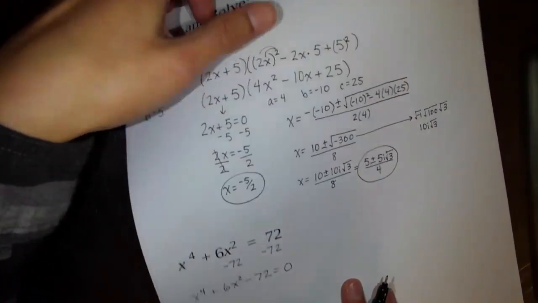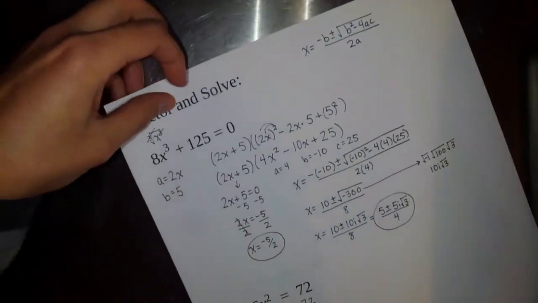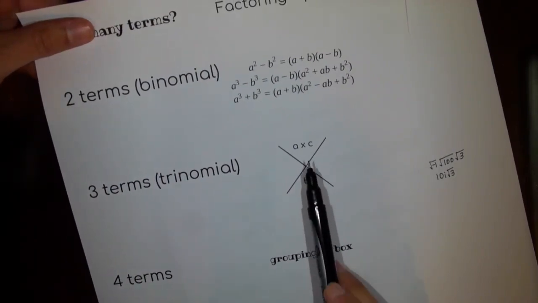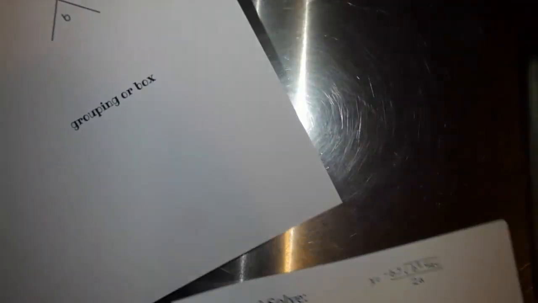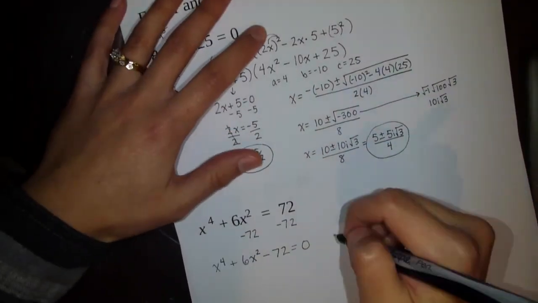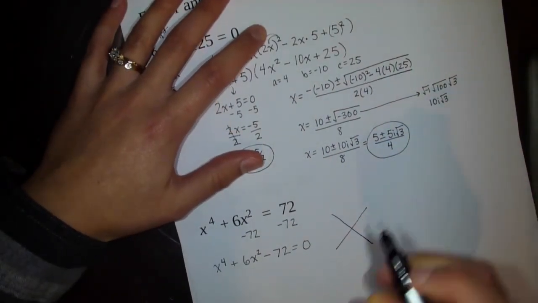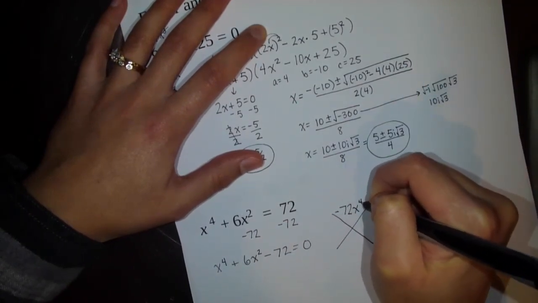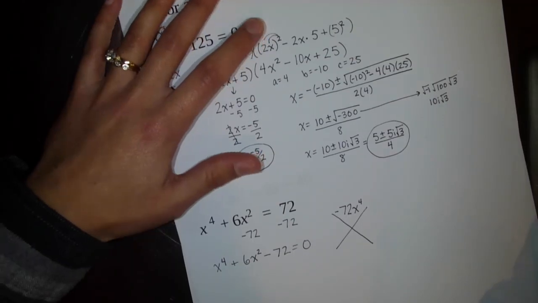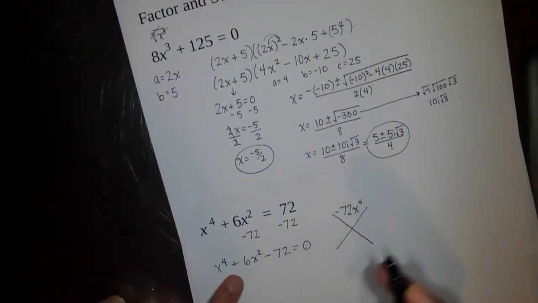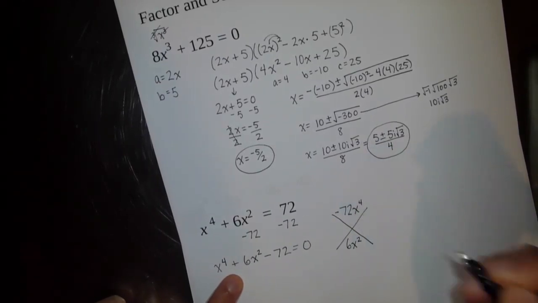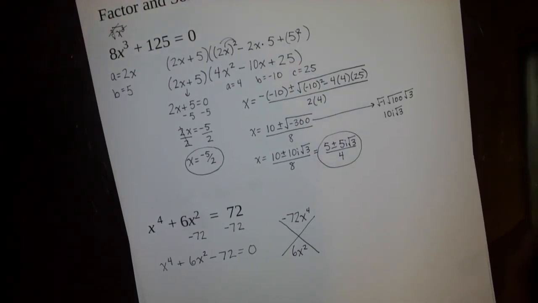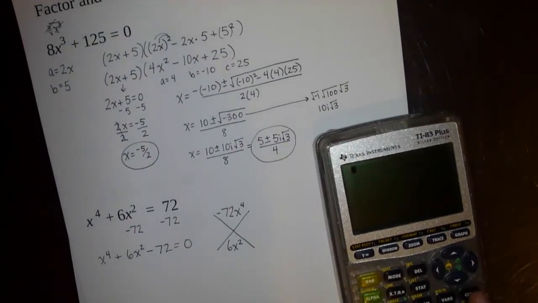Okay, now I have 3 terms. So looking back, this is 3 terms, a trinomial. So this means I have to do the a times c and what will add up to be b. A times c here is negative 72 x to the fourth. And then our b term is 6x squared. Thinking of factors of negative 72 that will add up to be 6.